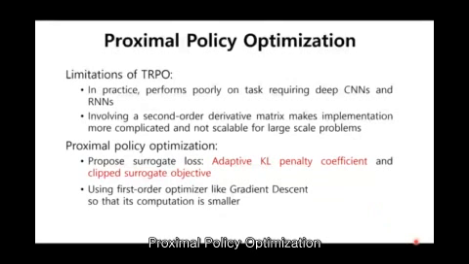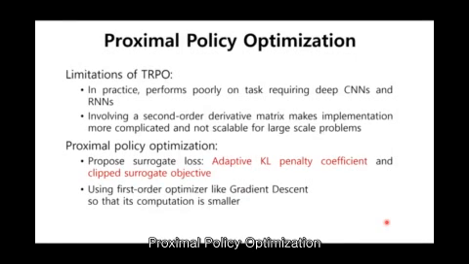The next topic I will present is proximal policy optimization. The previous slide was about TRPO. There are some limitations of this algorithm. The first is that TRPO performs poorly on tasks requiring deep CNN and RNN. The second is that the solution of TRPO involves a second-order derivative matrix, which makes implementation more complicated and not scalable for large-scale problems. So PPO proposes new kinds of loss called adaptive KL penalty coefficient and clip surrogate objective.